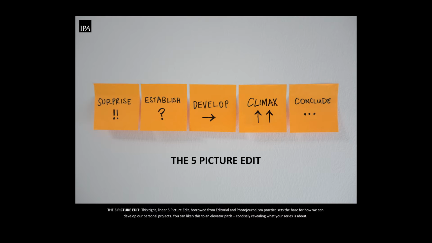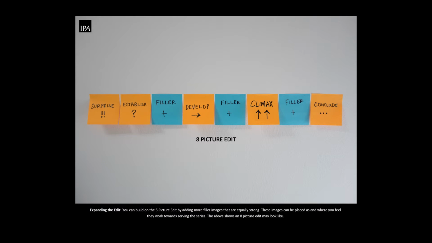You can also liken this to an elevator pitch in the sense that it concisely reveals what your series is about in 5 pictures. Now you can build on the 5-picture edit by adding what I call filler images that are equally strong, that are equally descriptive and crucial to your project in terms of narrative, in terms of what you want to communicate. So these images can be placed as and where you feel they work towards serving the series, the sequence.